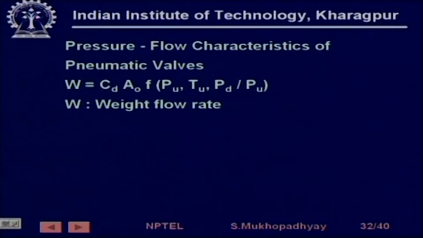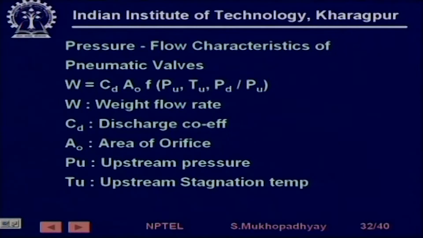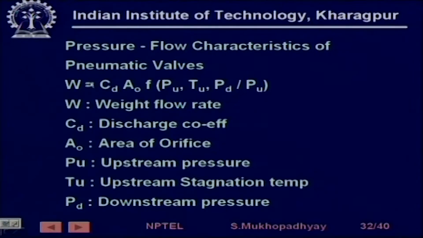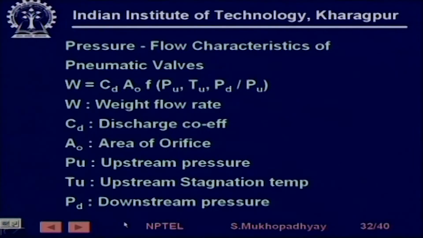If you see the pressure flow characteristics of pneumatic valves, it turns out that it depends on a number of factors. For example, this is the weight flow rate, it will depend on the discharge coefficient and area, that is standard for any flow, but because it is compressible flow, it is going to also depend on the upstream and the downstream pressures, particularly the upstream downstream pressure ratio. It will also depend on the temperature. So, these are special influencing factors for pneumatics.